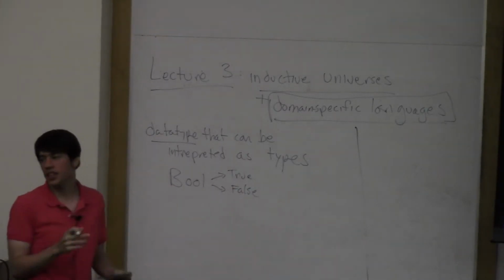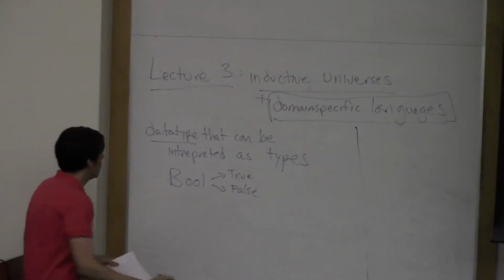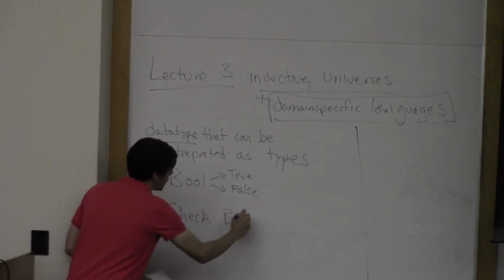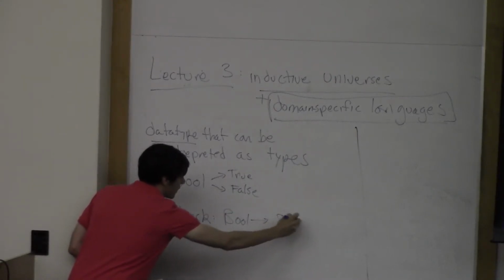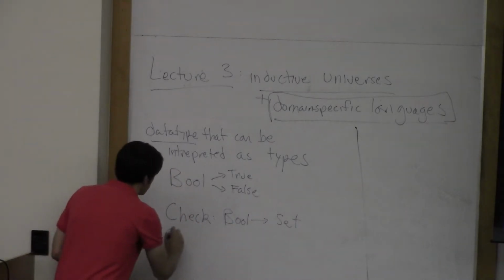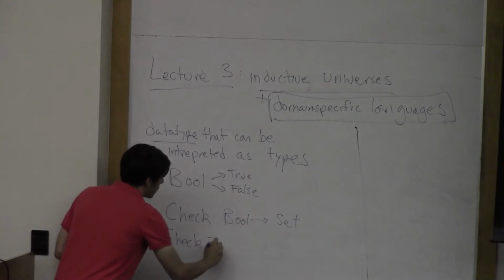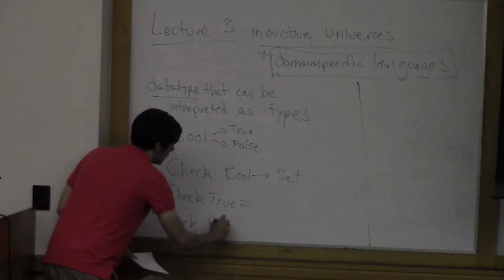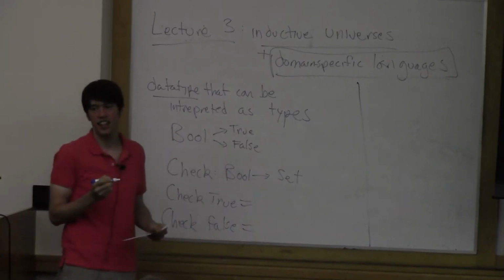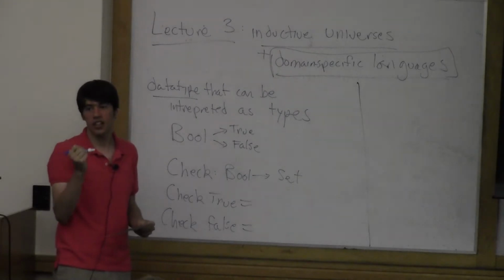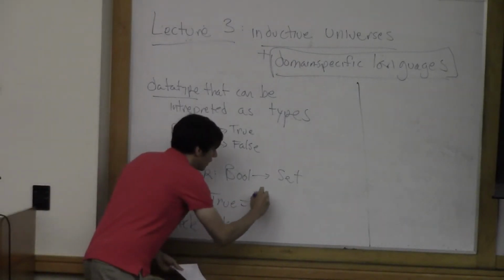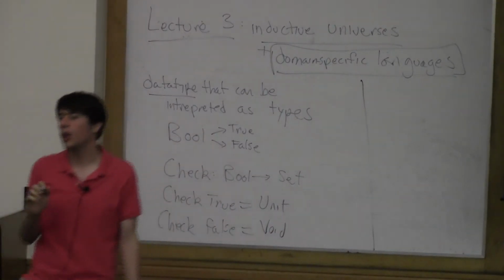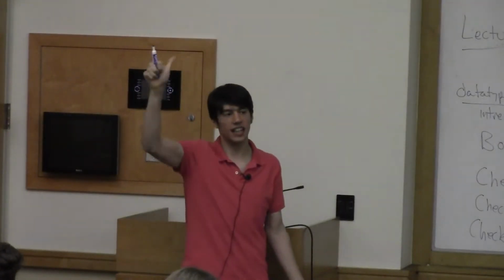And then we can interpret the Booleans as types by writing a function that I'll call check, which maps every Boolean to an Agda set. And the idea with check is that check true equals something, and check false equals something else. Okay? And the things we're going to pick for check true and check false are the type unit and the type void. So unit is the one element type. So unit has exactly one element.